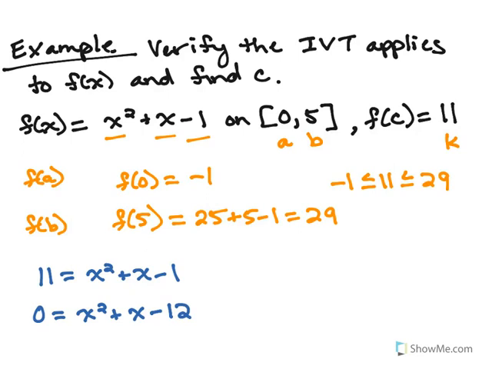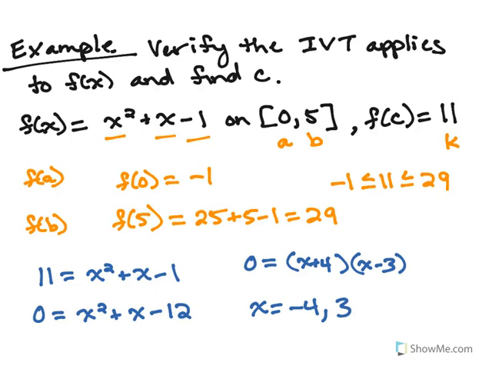Okay, so what multiplies to -12 and adds up to 1? +4, right, so we're adding up to a +1, and -3. So if we solve each of those factors, I get x equals -4 and 3. So we got two answers, two x values that make the function equal 11.